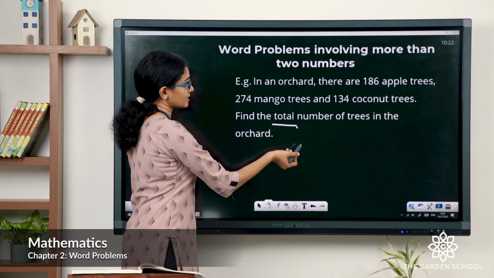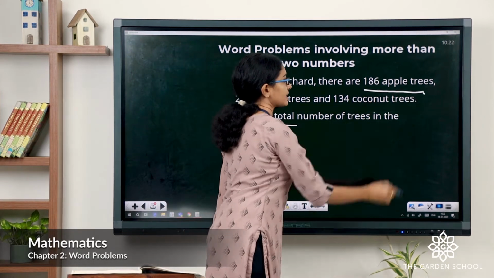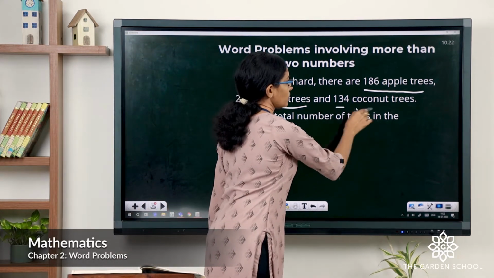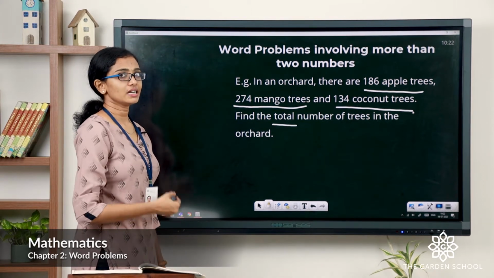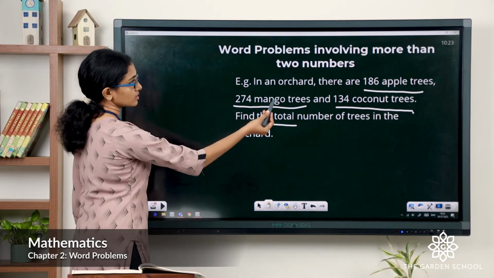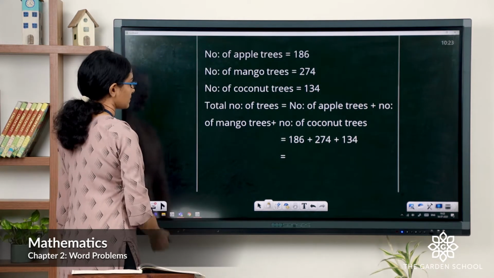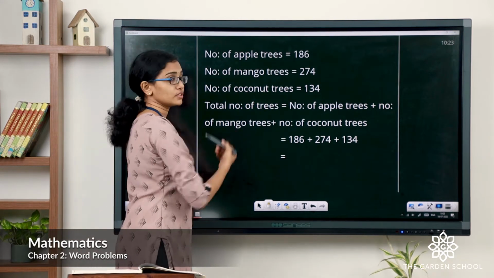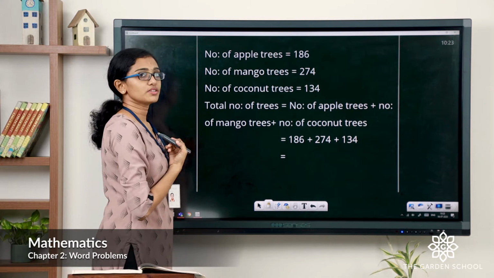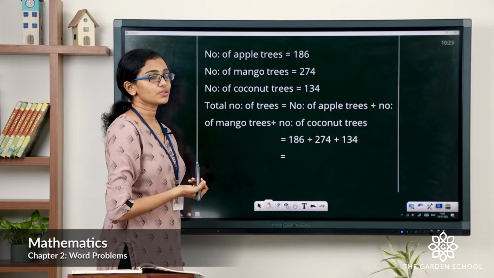Now, let's look at the data given in the question. So, we have said there are 186 apple trees, 274 mango trees and 134 coconut trees. So with these data, let's write the steps. How do we write the steps? First, the given datum is 186 apple trees. So let's write that step first. The number of apple trees equal to 186. Then we write number of mango trees equal to 274. Now, number of coconut trees equal to 134.